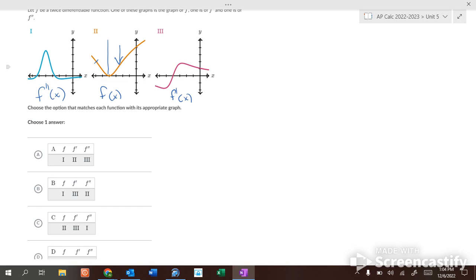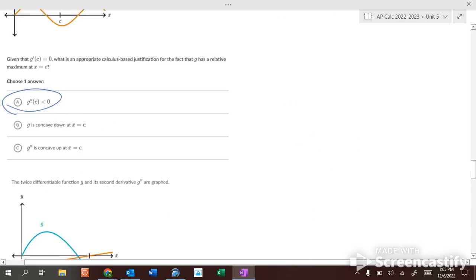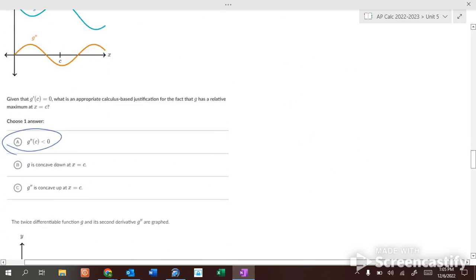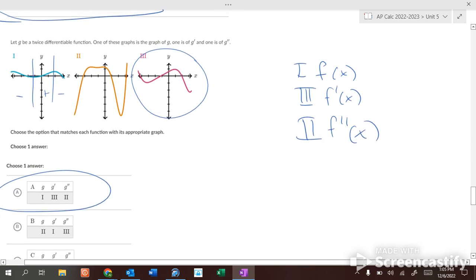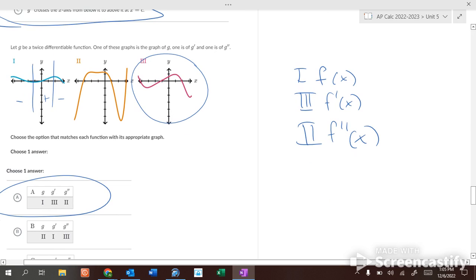So 2, 3, 1. Okay? So these are easy once you get onto them. But once you get to this, it really takes some work to think through this.